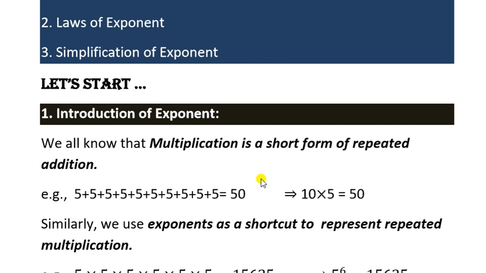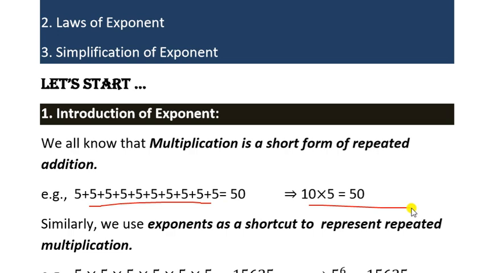Multiplication is a short form of repeated addition. For example, you can recall it. How many times 5 have I added here? 10 times. If we add 5 plus 5 plus 5 plus 5, 10 times, then you'll get 50. But no need to write 5 10 times. We can write in the short way, that is 10 into 5. Then also the result will be the same.